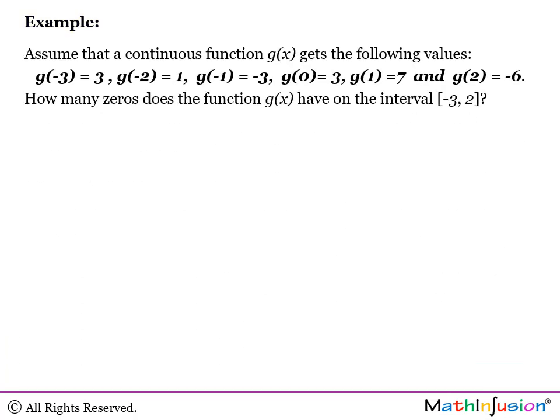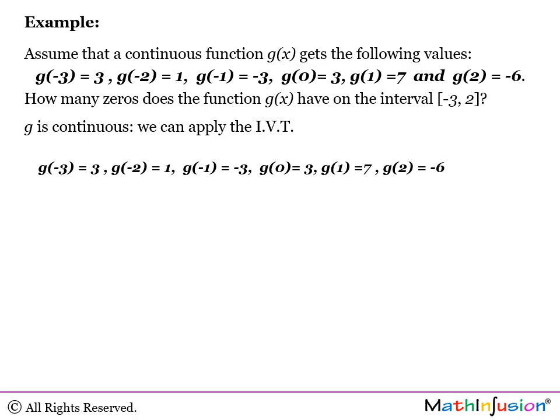Example. Assume that a continuous function g(x) gets the following values, and here is a list of values for the function g. How many zeros does the function g(x) have on the interval [-3, 2]? First, we notice that the function is continuous, so we can apply the intermediate value theorem and also the theorem that results from the intermediate value theorem.